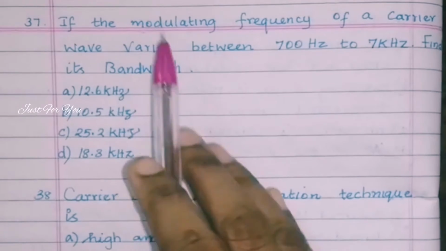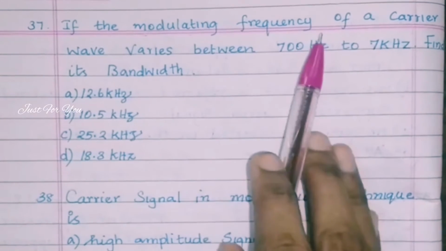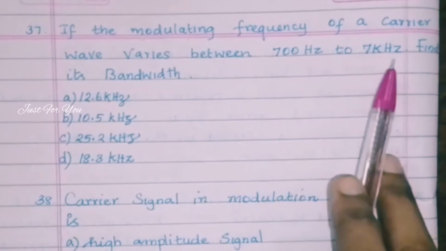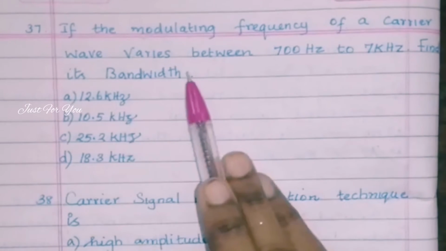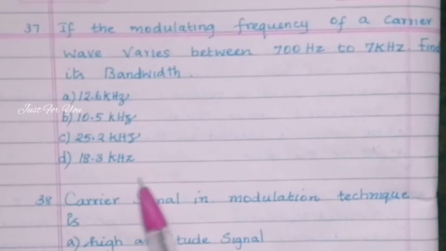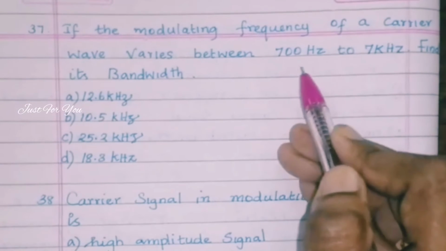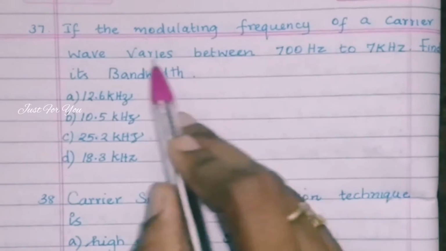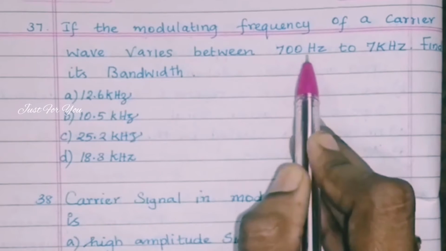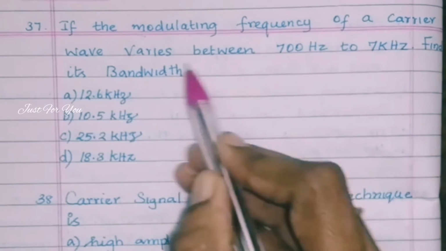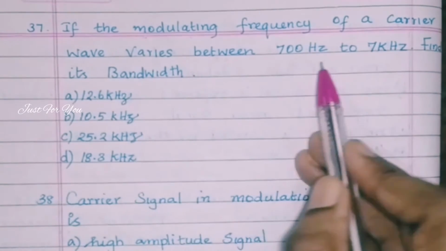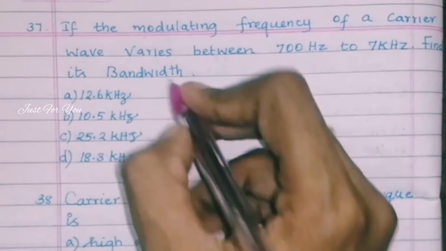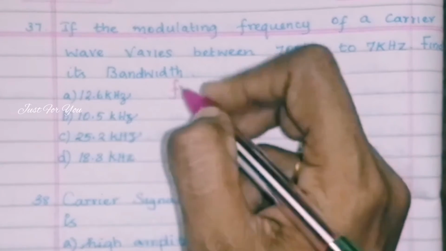Next question is, if the modulating frequency of a carrier wave varies between 700 Hz to 7 kHz, find its bandwidth. 4 options are given. Actually, what is the given data? The frequency of a carrier wave varies between 700 Hz to 7 kHz. If varies comes, then we have to write maximum and minimum values. Here what is varying? Frequency is varying. So we have to write frequency.